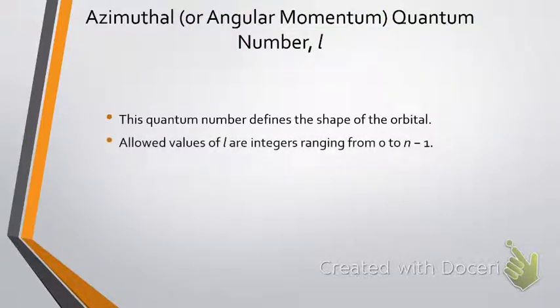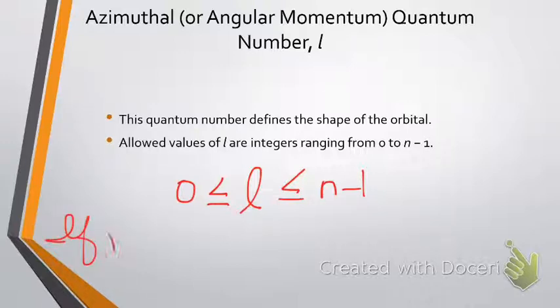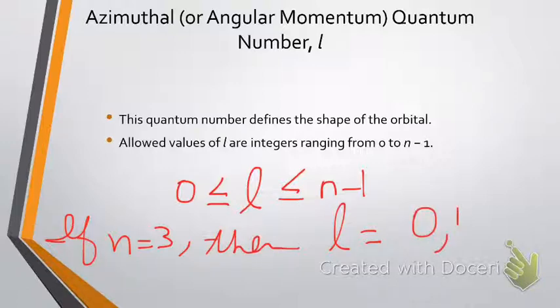l is also always going to be an integer, and it ranges from 0 to n-1. So I like to write this out mathematically, where we say that l has to be between 0 and n-1. So for example, if n equals 3, then l can equal 0, 1, and 2. So there are 3 possible l values.